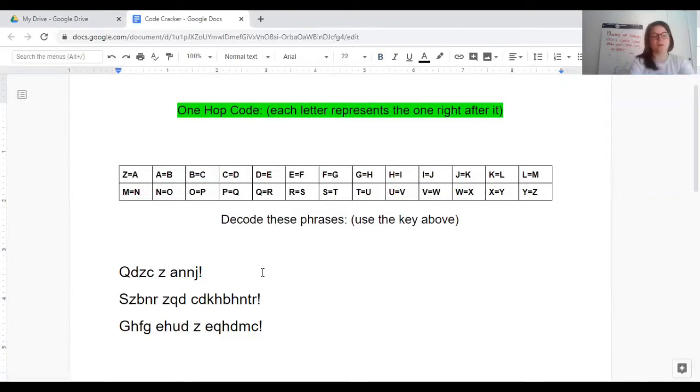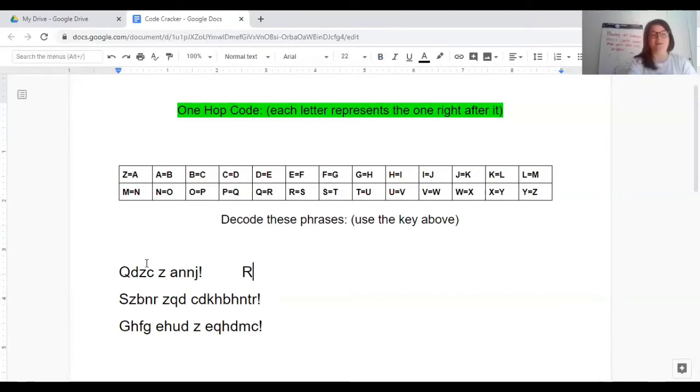So let's look at this first phrase that I have for you here. QDZC space Z space ANNJ. That is a bunch of jumbled random letters, right? No, that is a secret code. So let's crack it. Our first letter is Q. So I'm going to go up to my key and I'm going to find Q. Now I can see here that a Q actually equals the letter R. So that means that the first letter should be an R.